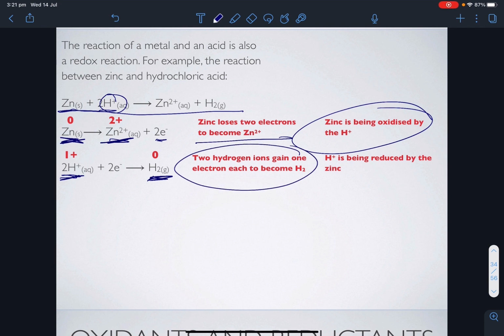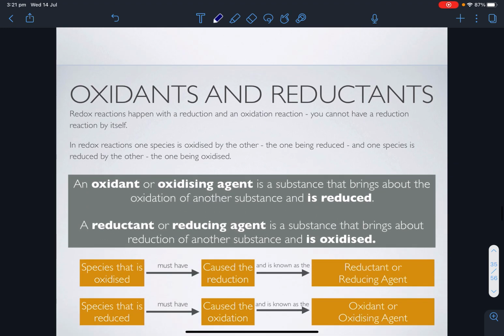So 2 hydrogen ions gain 1 electron each to become 2H2+. Why am I saying plus? 2 hydrogen ions gain 1 electron to become H2 or hydrogen gas. So therefore H+ is being reduced, and it's being reduced by the zinc. They work in partnership. Okay.